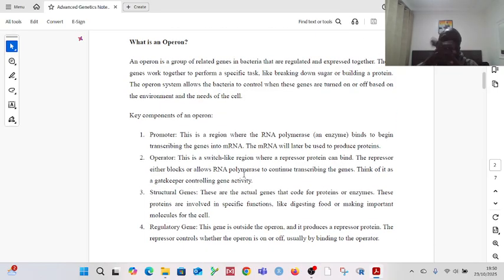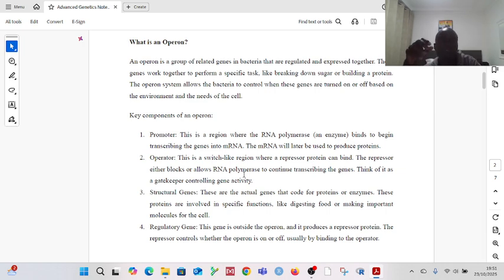Now, what is an operon? An operon is a group of related genes mostly found in bacteria. These genes are regulated and expressed together. Most of the time you'll find that these genes work together to perform a specific task. Such tasks will include, for example, either breaking down a particular type of sugar or building a particular type of protein.